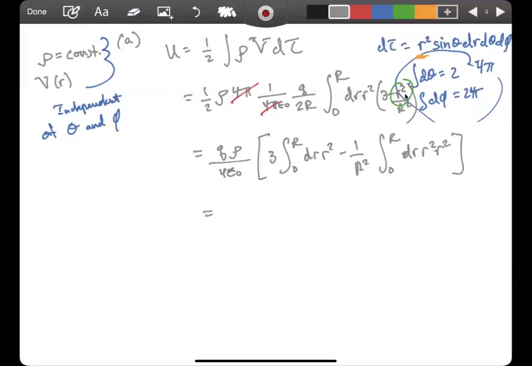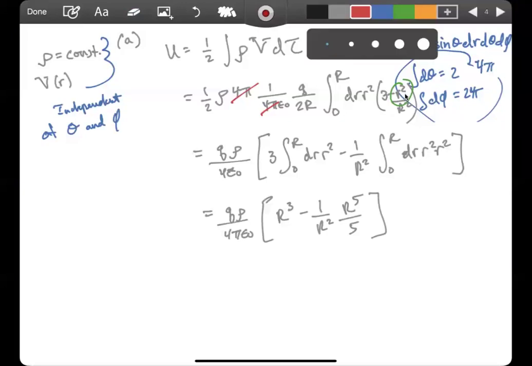So good. It's going to be the same thing as Q rho divided by 4 epsilon naught. And then the integral of r squared is r cubed, so it's going to cancel the 3 here. So this is just going to be capital R cubed minus 1 over R squared. So this is going to be an r to the 4th. Integral of r to the 4th is r to the 5th divided by 5. So I'm going to get an R to the 5th over 5. Good. So in this case, this R squared is going to cancel with this one to make this one R cubed. And is that it?